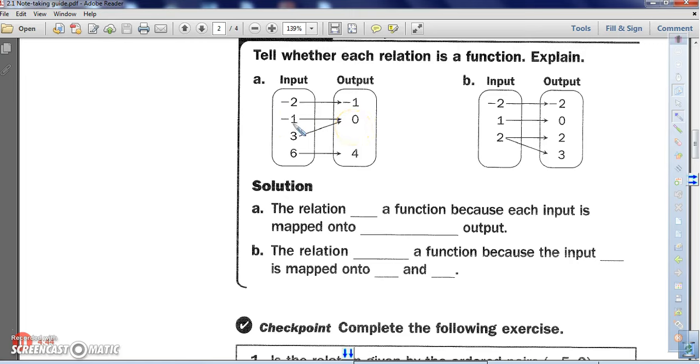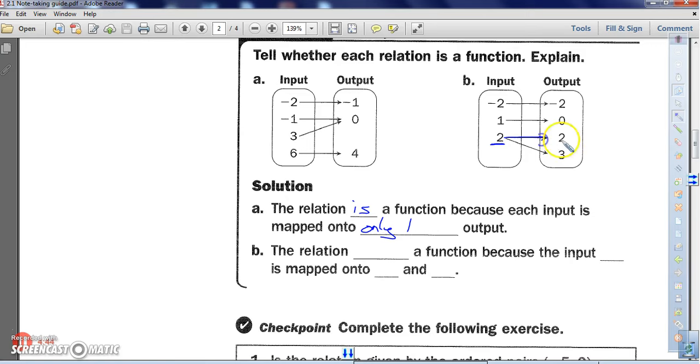When x is -1, it's paired with 0 and nothing else. When x is 3, it's paired with 0 also, but that's okay because this value of x is only paired with one number. And this 6 here is only paired with 4. So I would say this relation is a function because each input is mapped onto only one output. On the other hand, when you look at letter B, look at down here this x value of 2.